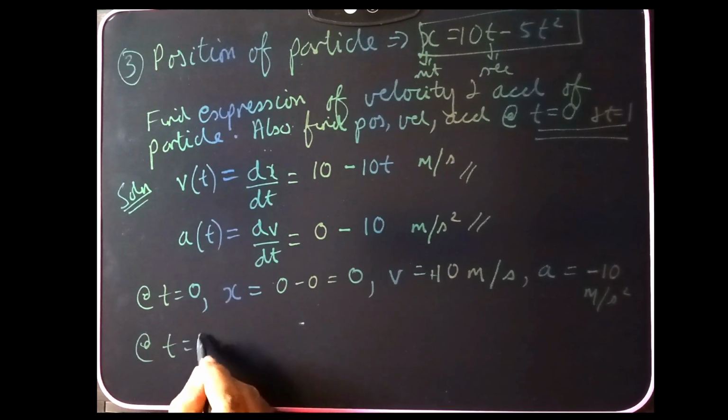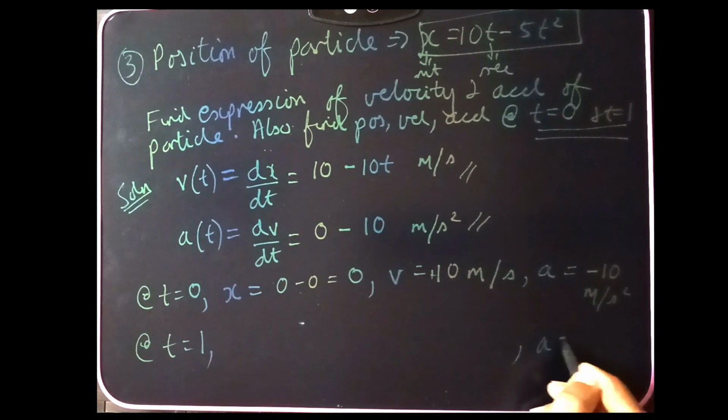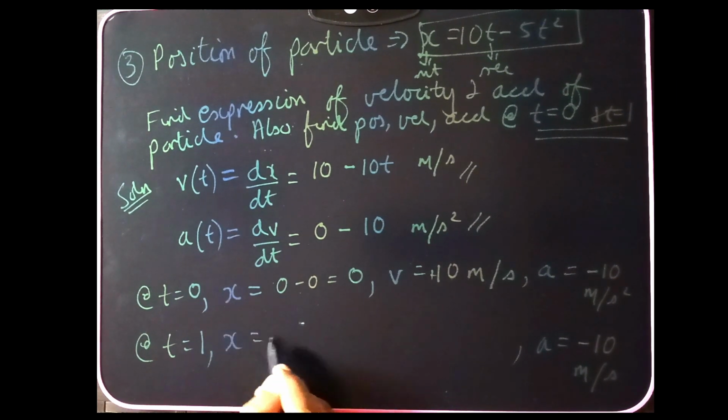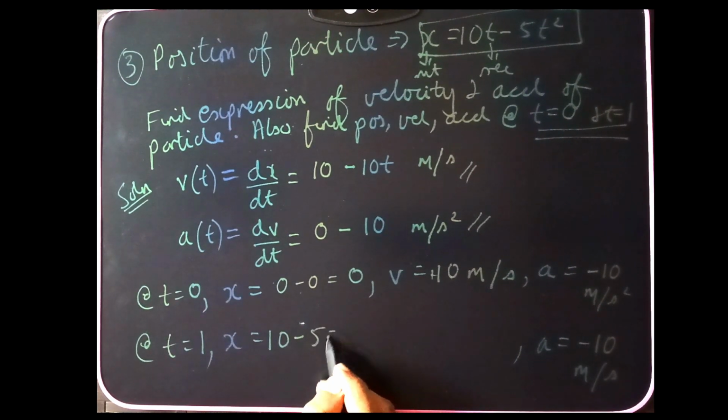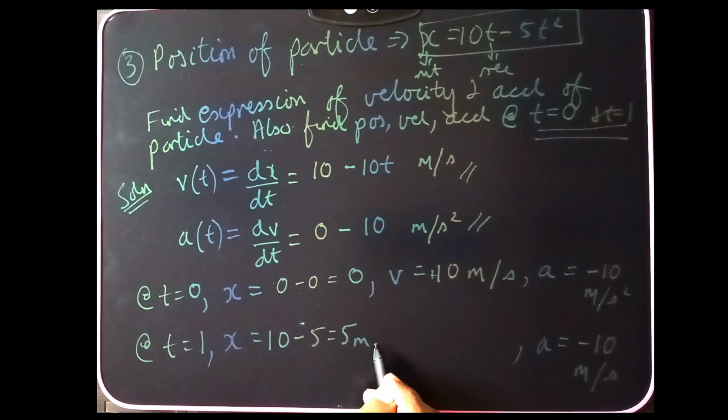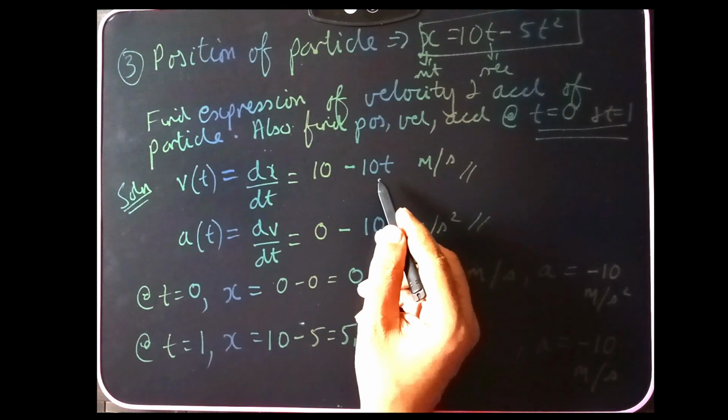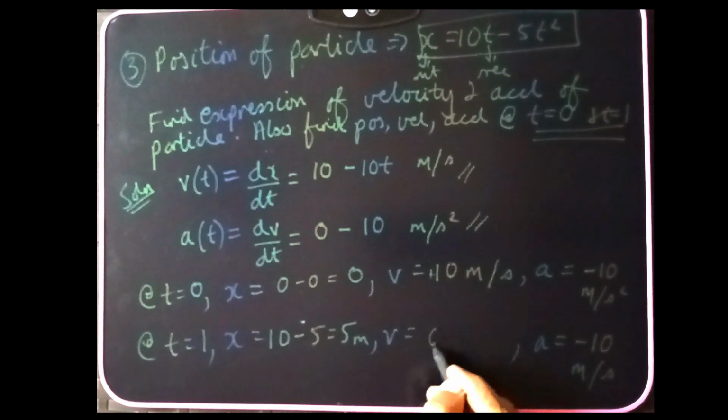At time equal to 1, acceleration will continue to be minus 10 meter per second square because it's not a function of time anymore, right? So x will be 10 minus 5, which is 5 meters, and velocity will be 10 minus 10, 0 meter per second. Velocity will be 0 meter per second. Okay, this is your answer.